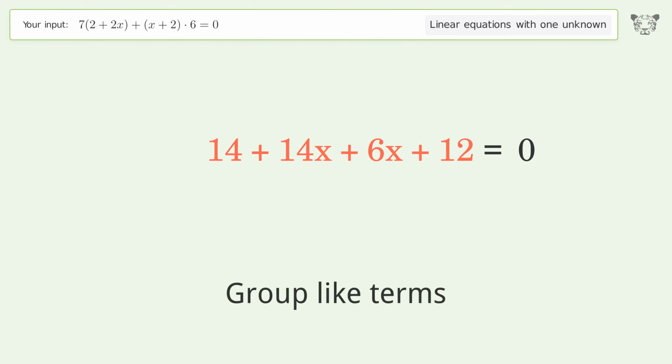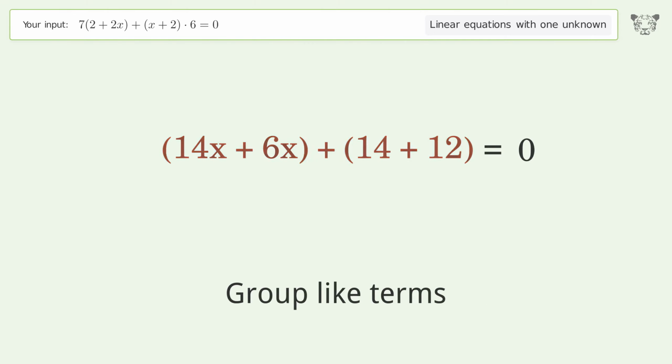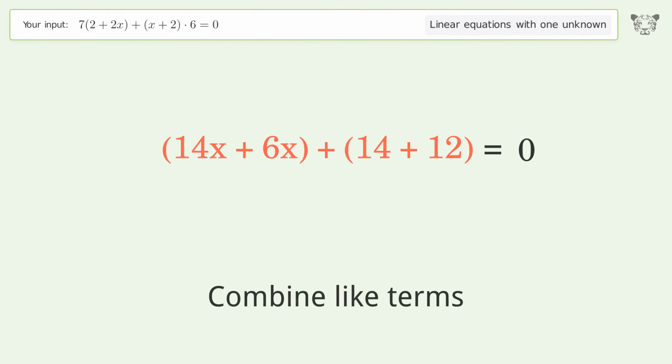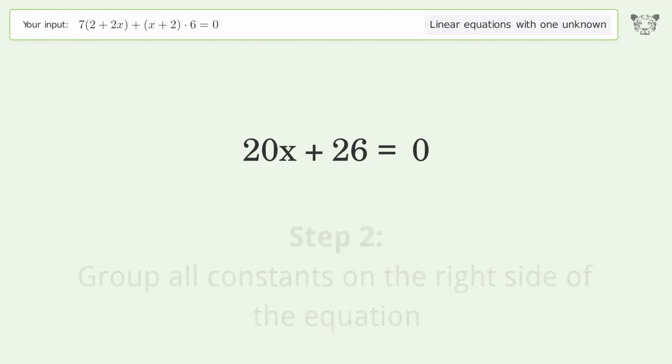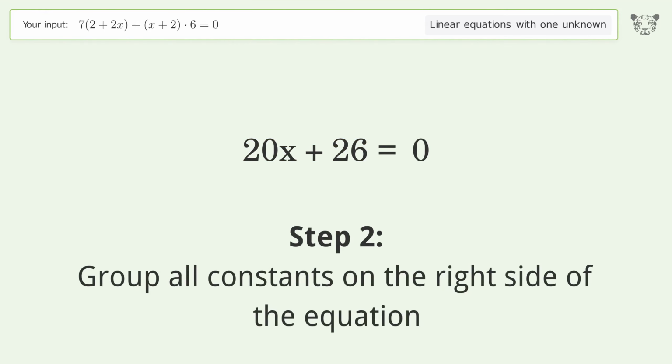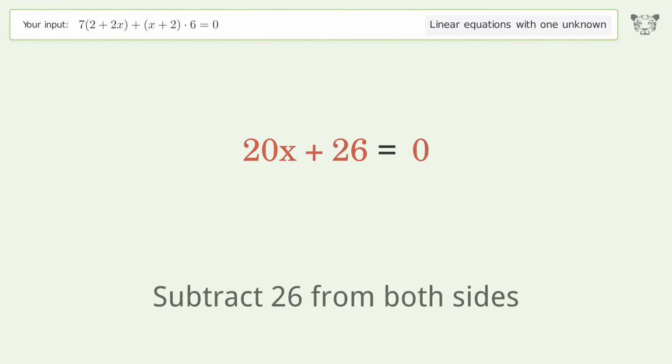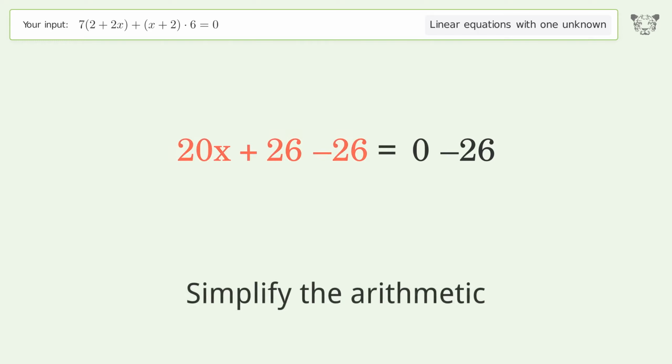Group like terms. Combine like terms. Group all constants on the right side of the equation. Subtract 26 from both sides. Simplify the arithmetic.